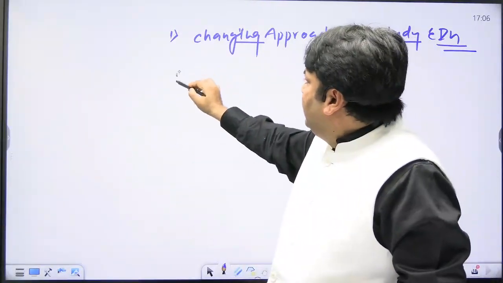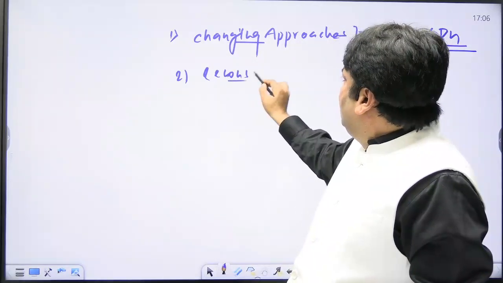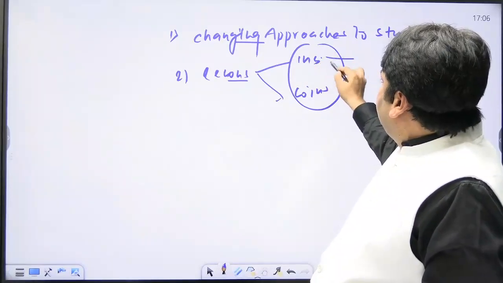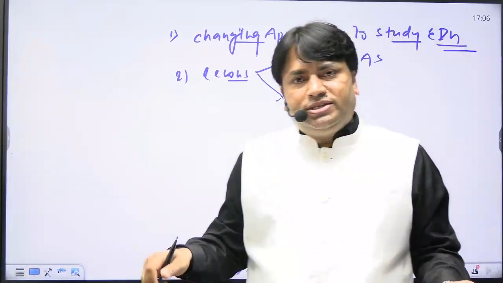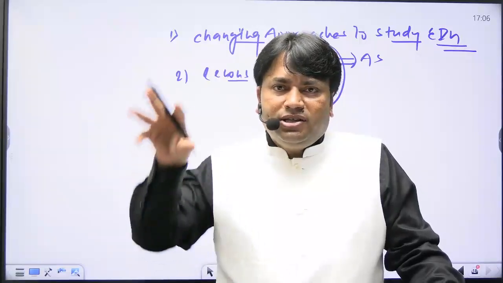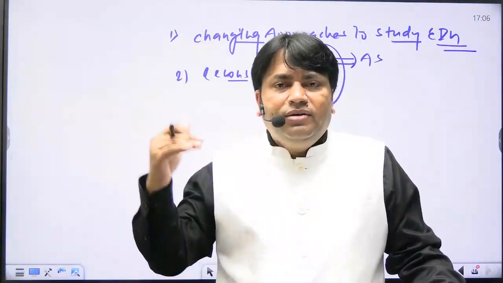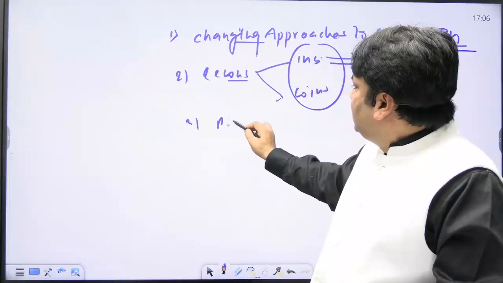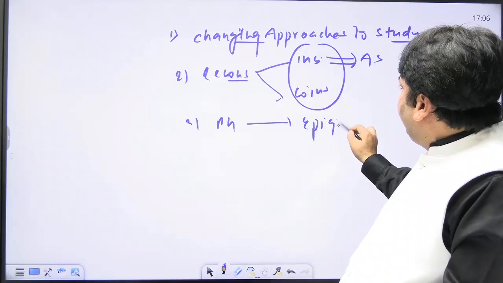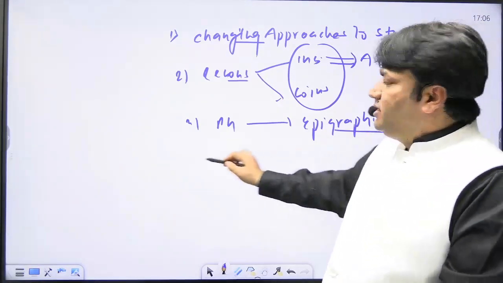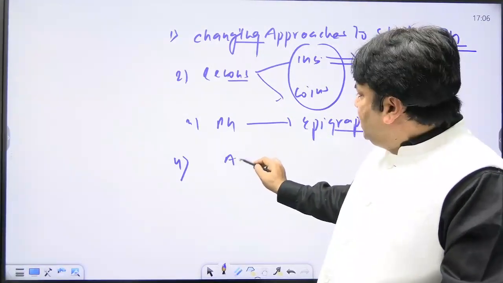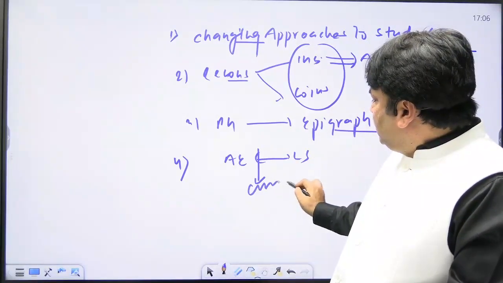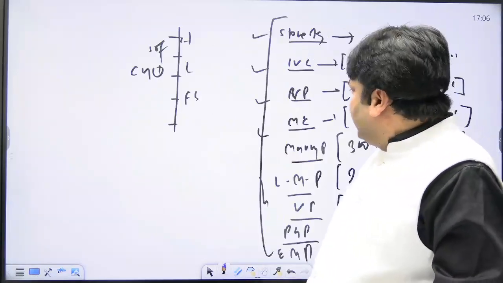Then the second, reconstruction of history on the basis of inscriptions and coins. What are these inscriptions and coins? These are the archaeological sources. I will discuss that part in the second lecture, what are the different elements of the archaeological sources. Again, there is a question, political history on the basis of epigraphic sources in ancient Indian history. Again, there is a question, archaeological evidences and literary sources, how they corroborate each other for a better understanding of history.